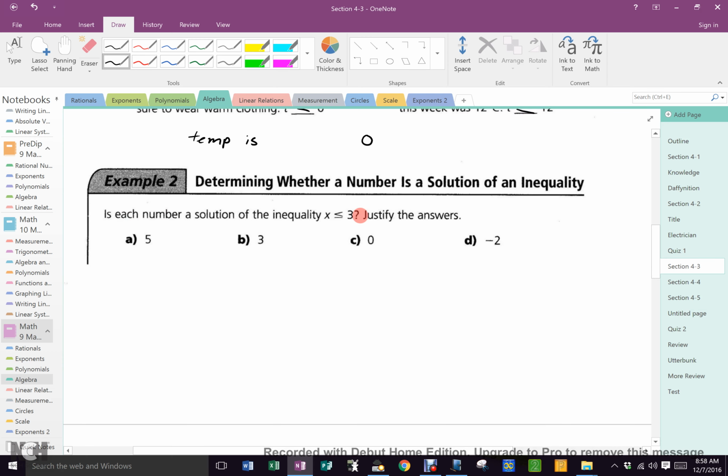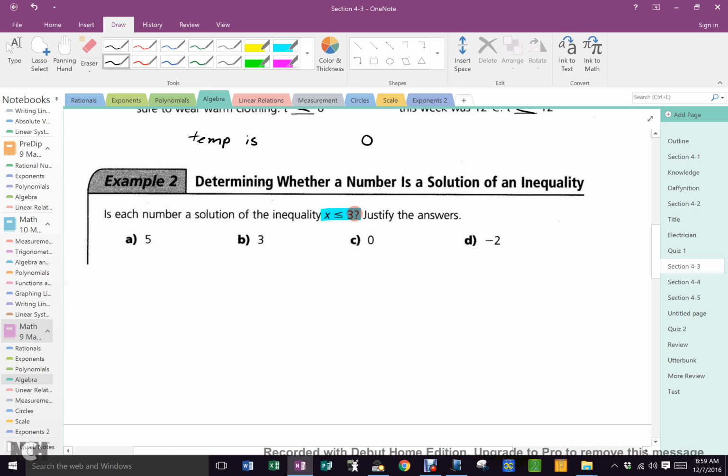Is each number of the inequality a solution to the inequality x is less than or equal to 3? First of all, I have to decide, what does that mean? Here is what that means. I'm going to highlight the thing that we need to discuss. Less than or equal to 3, right? How do I know how to read that? How do I know in English that that is x is less than or equal to 3?